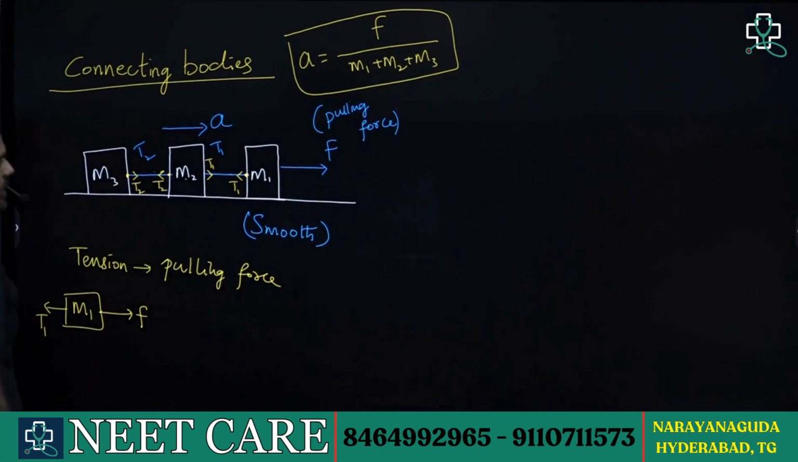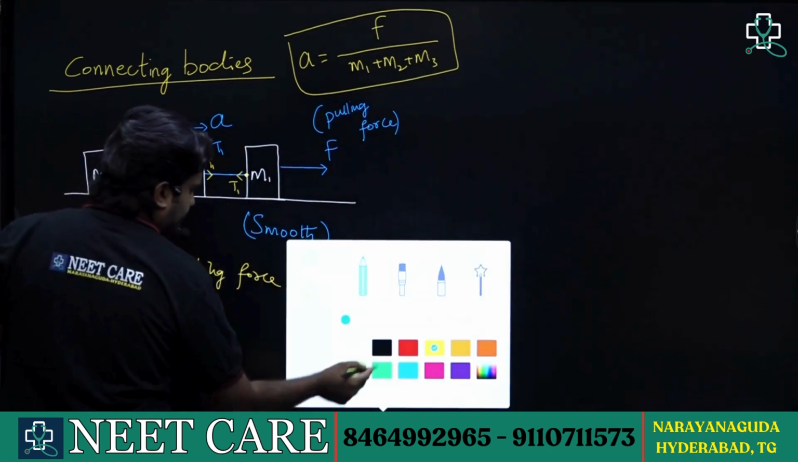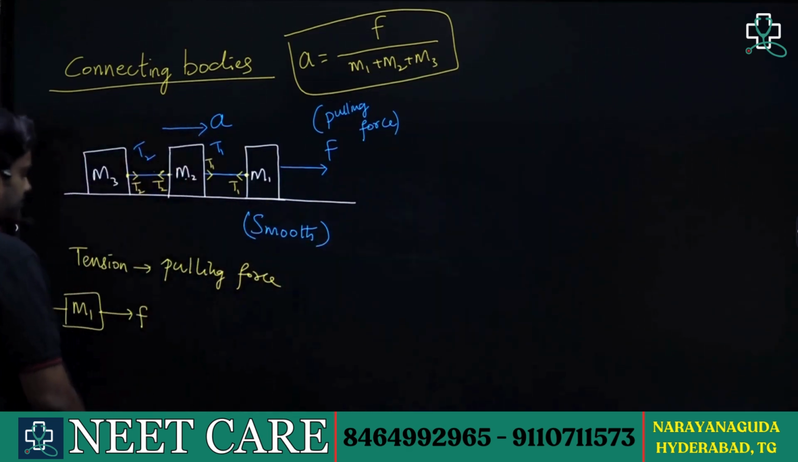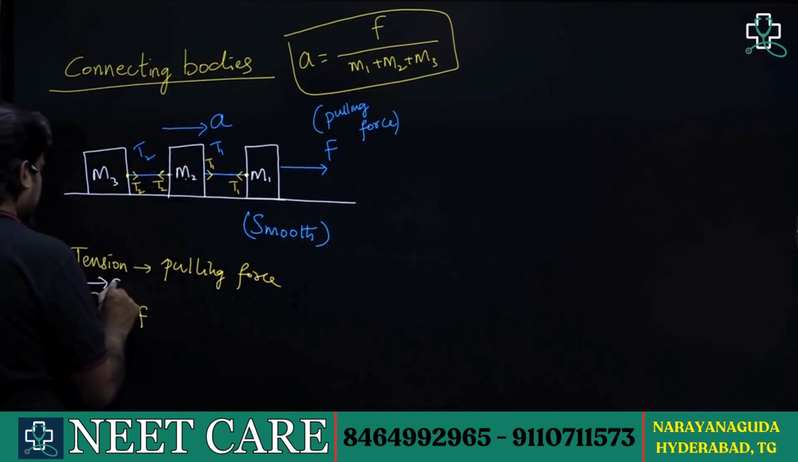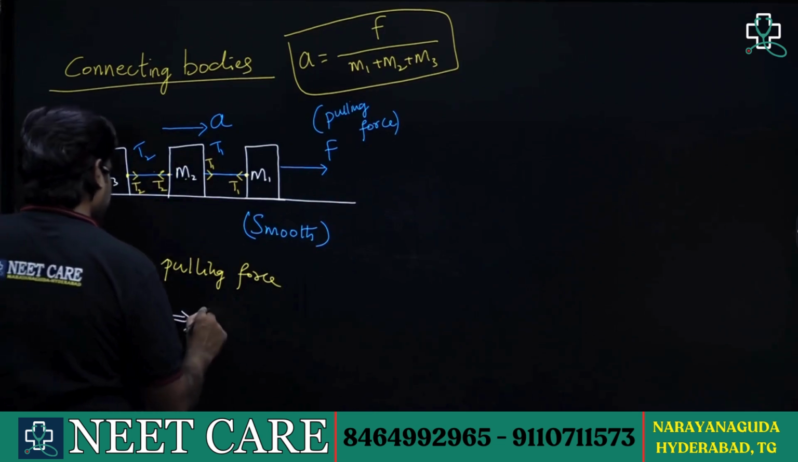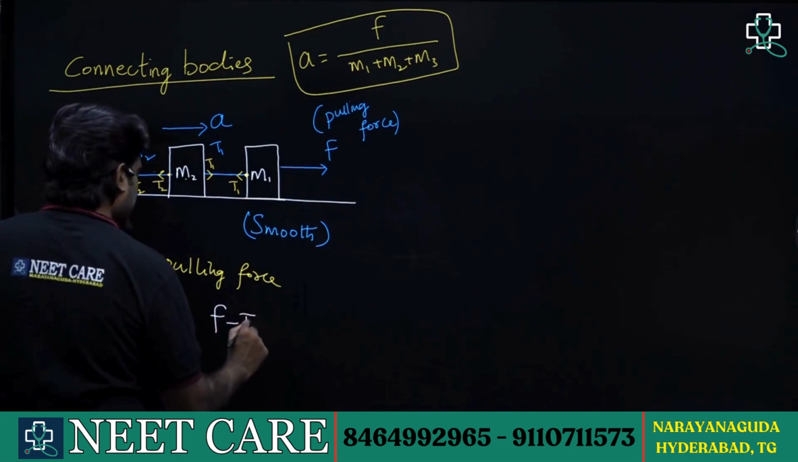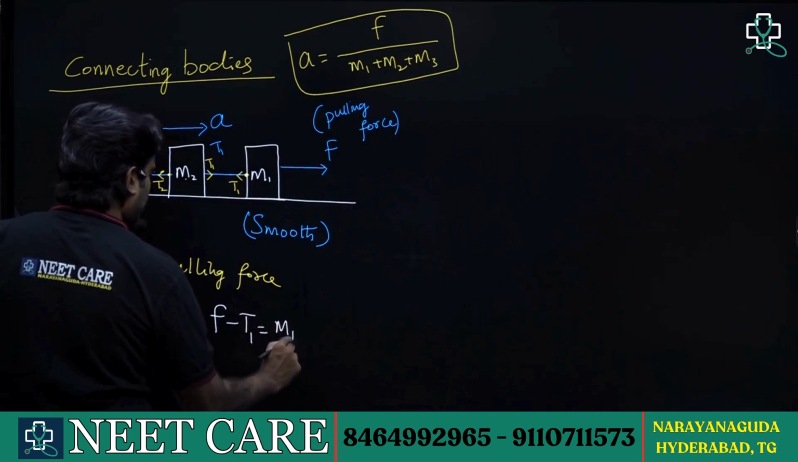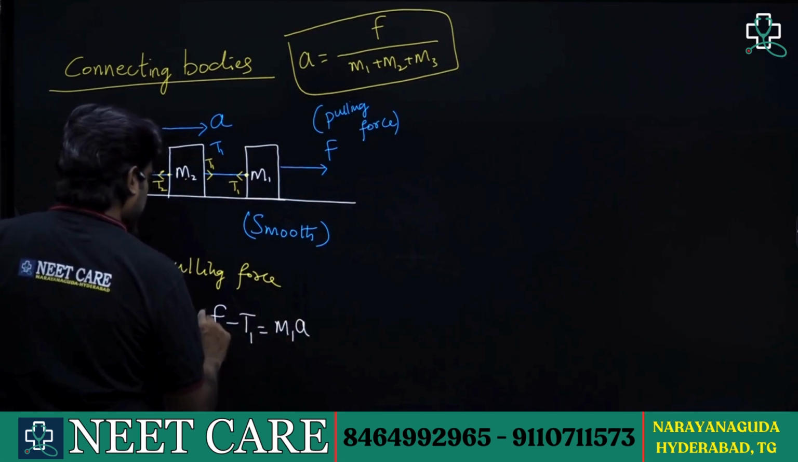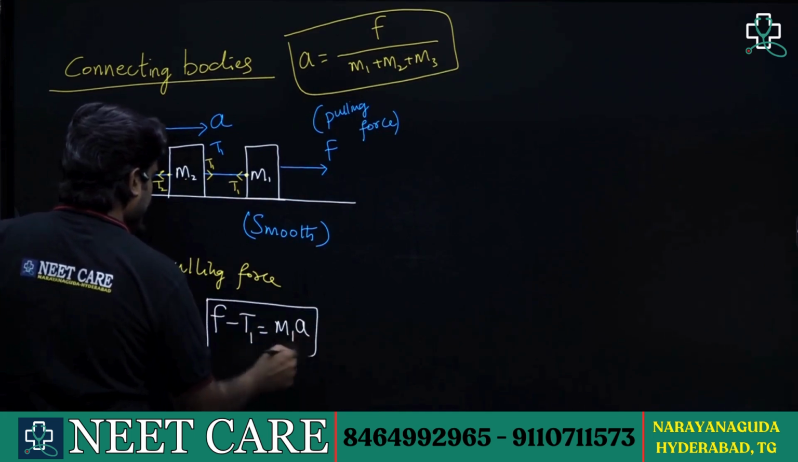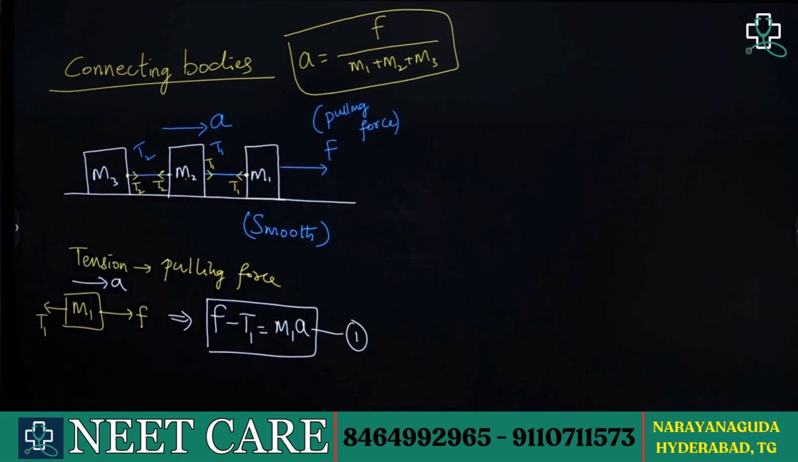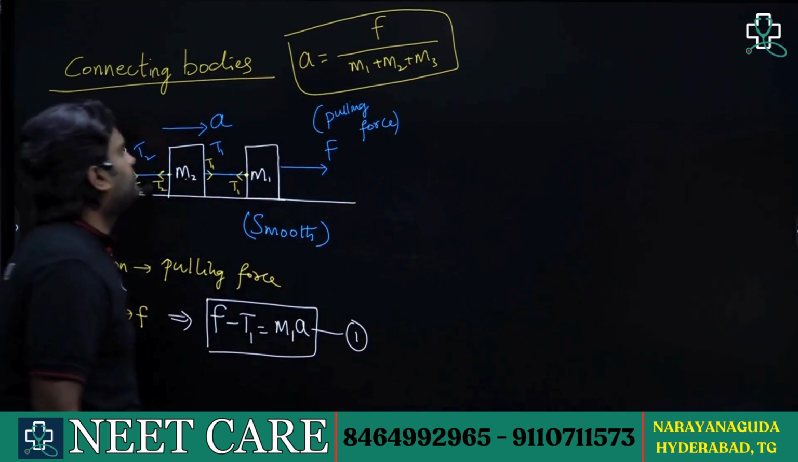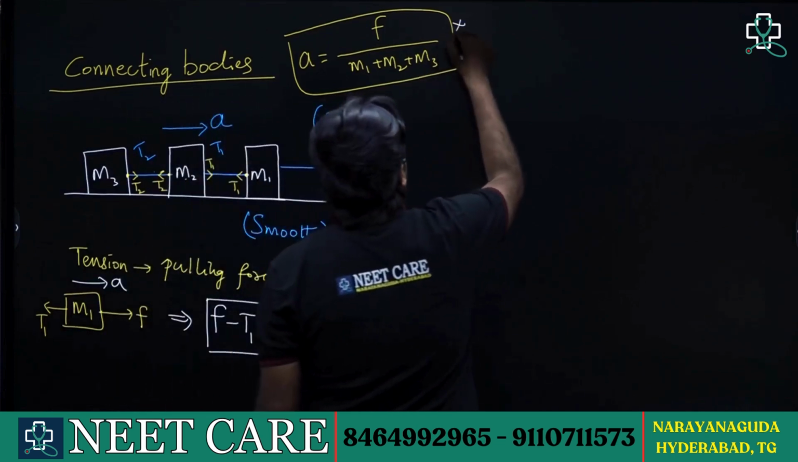Now if you take only this M1 FBD, then see, here the M1 FBD means it's accelerating like this, so simply you can write capital F minus T1 is equal to M1A, right? This is the first equation. Now this is the acceleration.